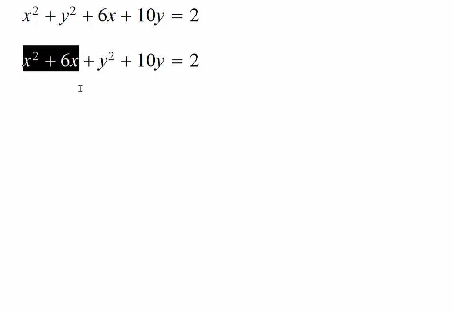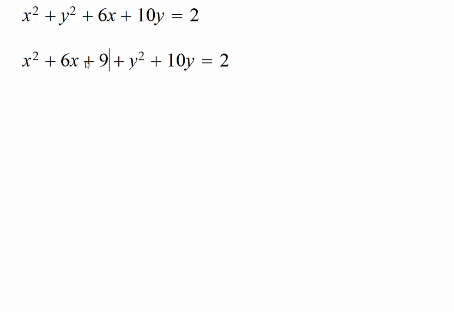Now if we focus on this, we will take half of 6 and then square it. Half of 6 is 3, so the square will be 9. So we will add a 9 here and add a 9 here to balance the equation. Okay, and now here half of 10 is 5, so we'll take 5 square, which is 25, and then to balance we will write a plus 25 here.